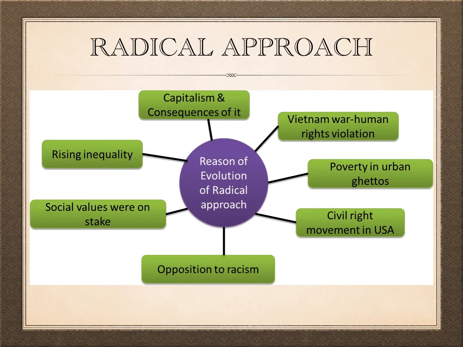In the period of 1970s, we find the third school of thought, that is radical approach. The background of radical approach was Vietnamese war, human rights violation, poverty in urban ghettos, civil rights movements in USA, opposition to racism, social values were at stake, and rising inequality. This approach wanted to solve the issues which people over the world were facing. So, in this way, we see that there are different approaches of human geography adopted during different time periods.